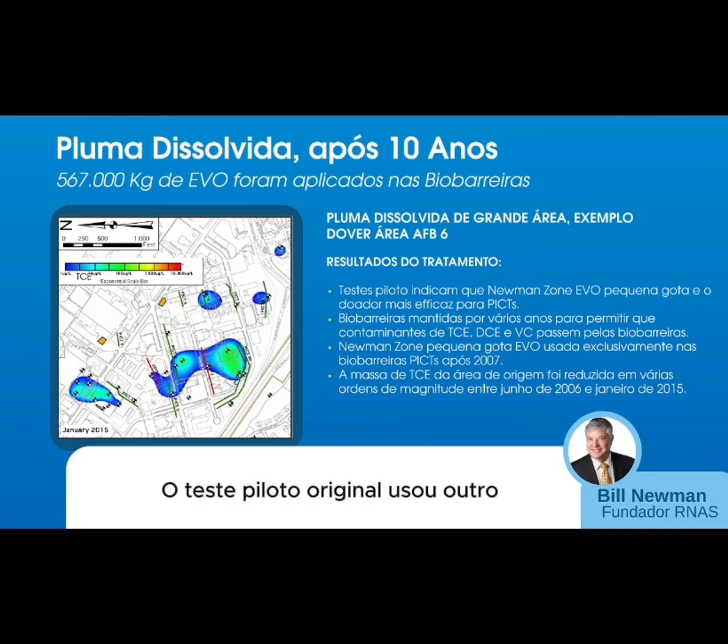The original pilot testing used another product from a competitor, and they found that some of the wells were backing up and clogging because of the larger, less mobile droplet size. When they used our product, that problem went away, and ultimately between Area 6 here and Area 5, the Air Force used about 750,000 kilos of our EVO product to effectively treat both of those plumes.